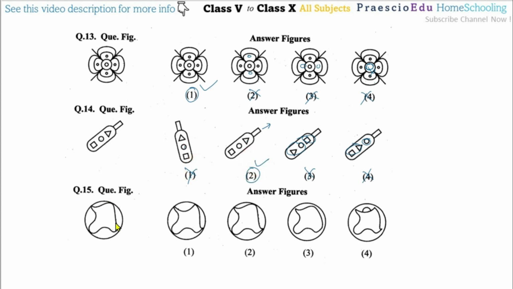Now question number 15, this is somewhat different shapes, so if you try to find out, so this is a totally different difference. Okay, only the option number 2 is a perfectly matching one. Here also some differences. Okay, so option number 2 only is the answer.